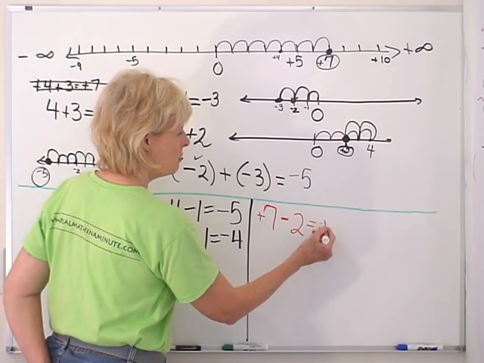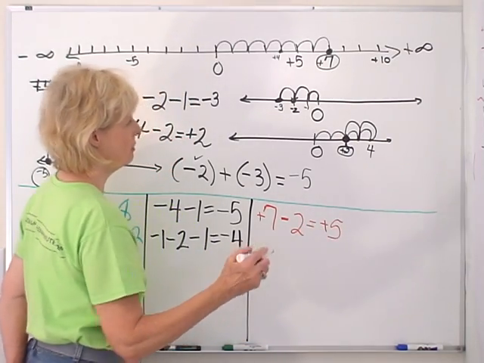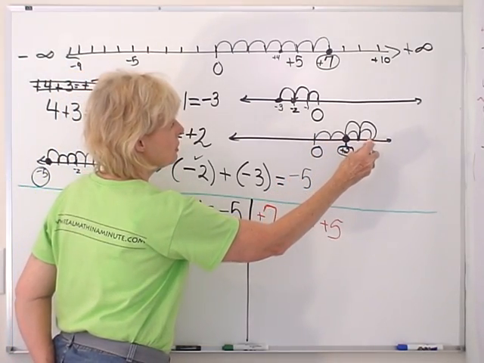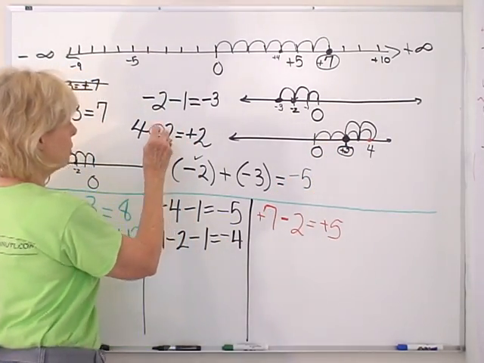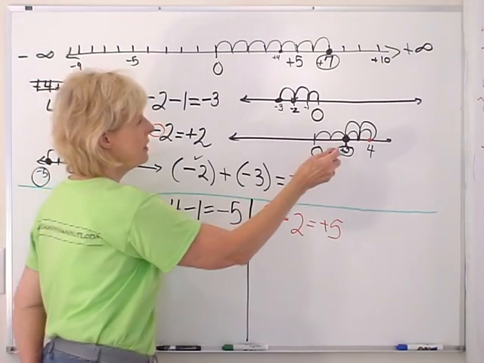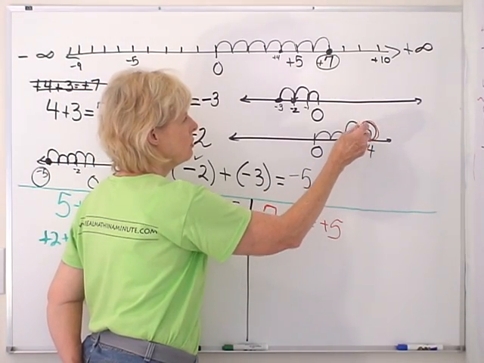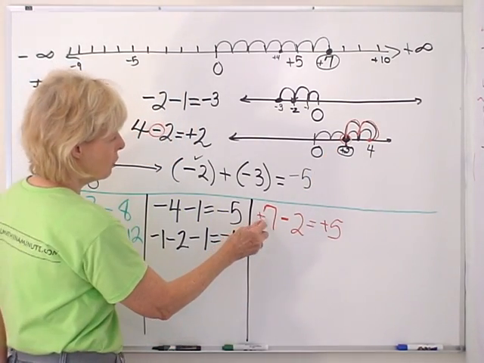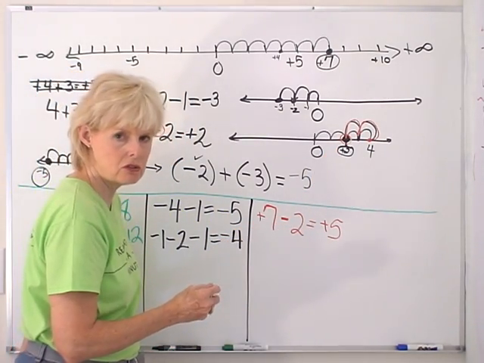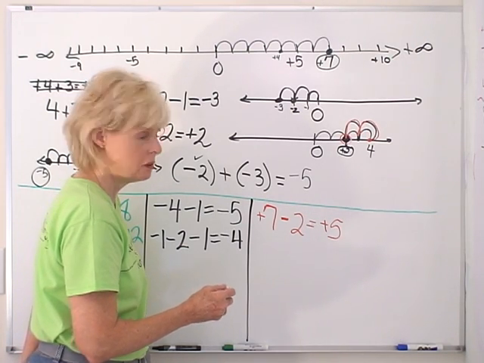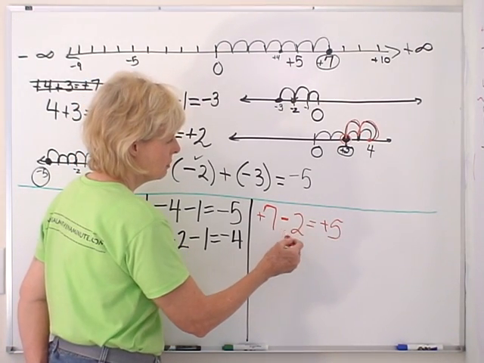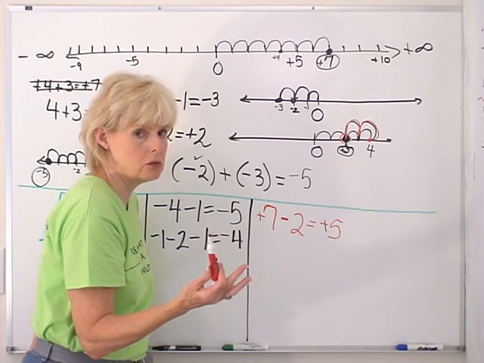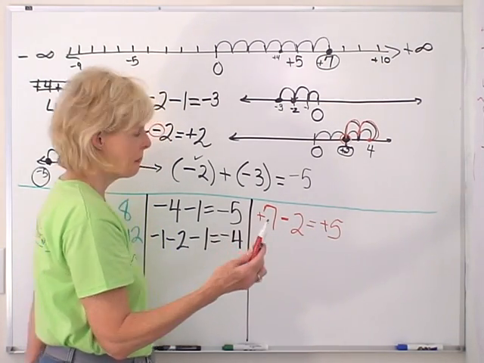+5. Excellent. Just like right here, we went over 4, and then we turned around and went 2 back to the left. 1, 2, and then it's where you end up. That is your answer. Move forward to the right, backwards 2 to the left. You're going to still be in the positive, and you're going to have backed up only 2, so you're at 5.